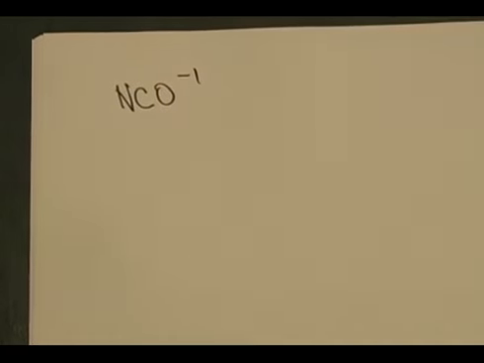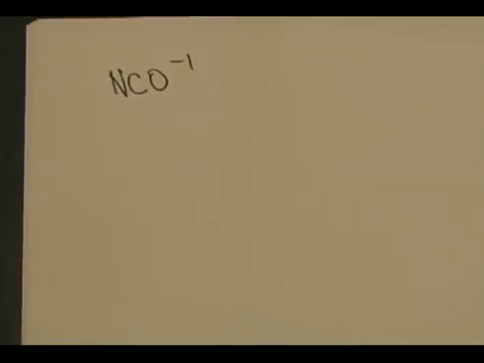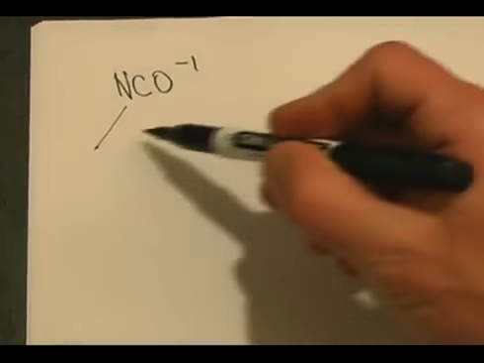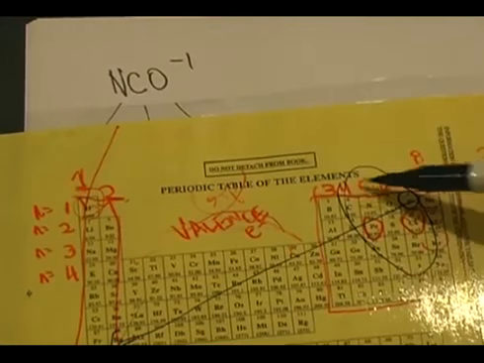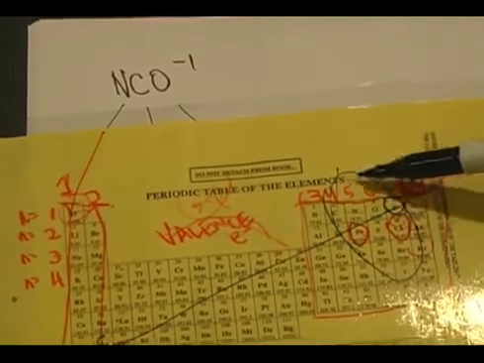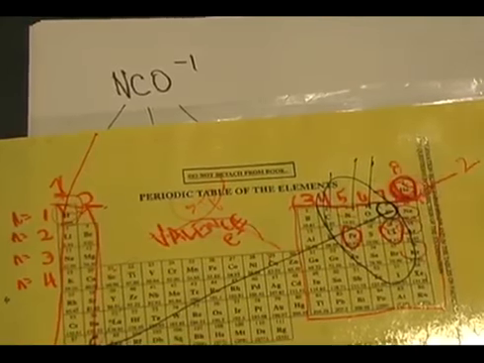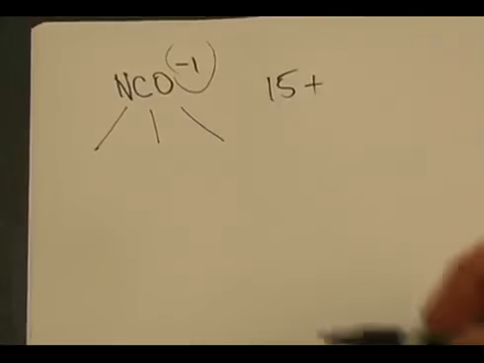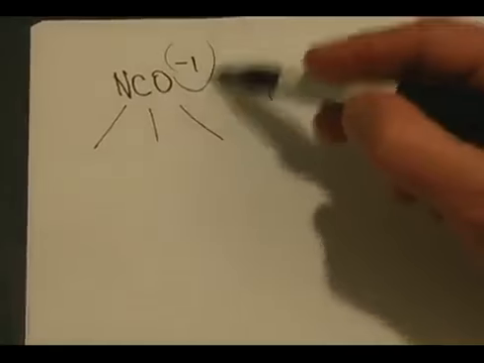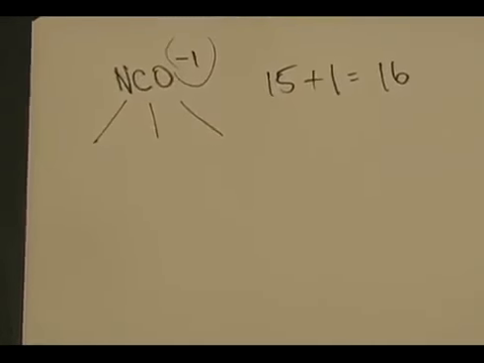NCO negative 1. This is known as the cyanate ion. The cyanate ion contains nitrogen, carbon, and oxygen. Let's say I want to draw the Lewis dot structure of it. Look on the periodic table to find out how many valence electrons N, C, and O have. Carbon has 4 valence electrons, nitrogen 5, oxygen 6. So 4 plus 5 plus 6 gives me 15. Notice it also has a negative 1 charge, which means I need to add 1 electron, because it has an extra electron. So there's a total of 16 valence electrons to use.